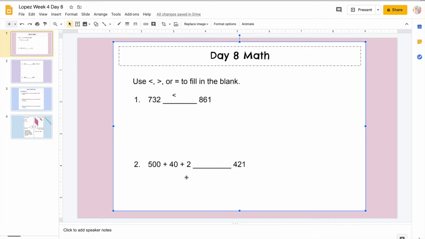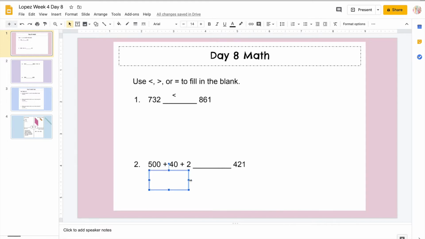Okay, moving on to number 2. Here they have given us a number in standard form, and we are comparing that to a number in expanded form. The easiest way to do that is to turn our number from expanded form into standard form for us. It just makes it easier to compare. So here we have 500 plus 40 plus 2. We know there are 5 hundreds, there are 4 tens, and there are 2 ones. So we know we are comparing 542, and we are comparing that to 421.